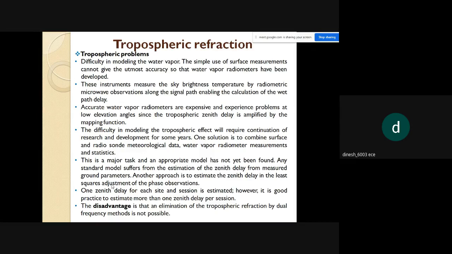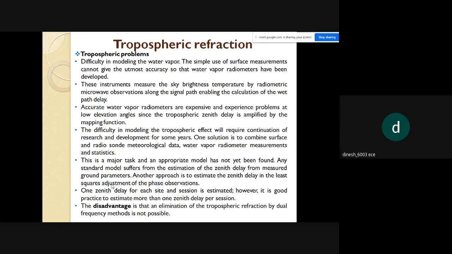Next, these water vapor radiometers measure the sky brightness temperature by using radiometric microwave observations along the signal path, which enables the calculation of wet path delay. And accurate water vapor radiometers are expensive and experience problems at low elevation angles, which is required since the tropospheric zenith delay is amplified by the mapping functions.